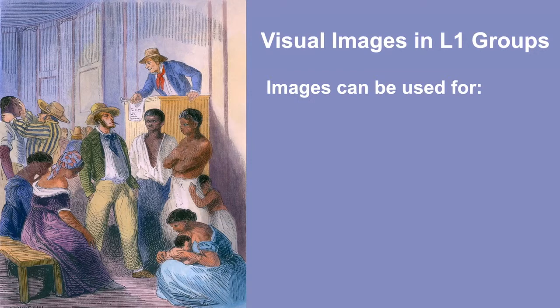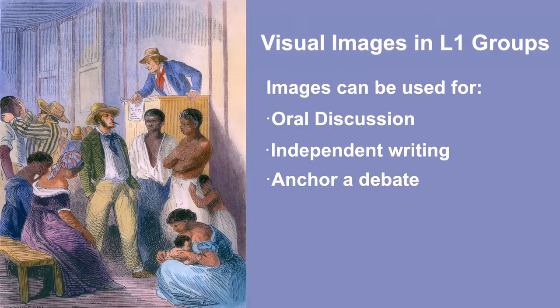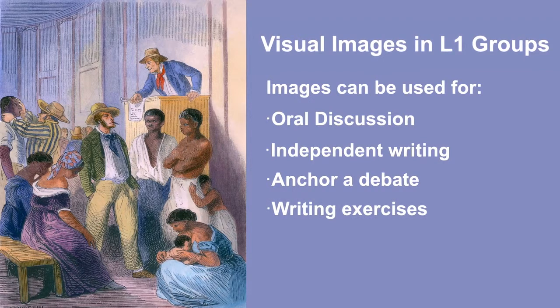So the visual of the slave market could be used in an L1 group to stimulate both oral discussion or independent writing. For example, it could be used to anchor a debate about the reasons for or against selling people. It could launch a discussion of whether there is modern-day slavery or of situations where children are separated from their families. The visual could also be used in writing exercises to focus on the smallest details of the picture and how they provide evidence for what time period the picture represents. This is particularly important, again, for bilingual learners who can use the anchor of the visual image to go more deeply into the ideas than they might already be able to do in English.